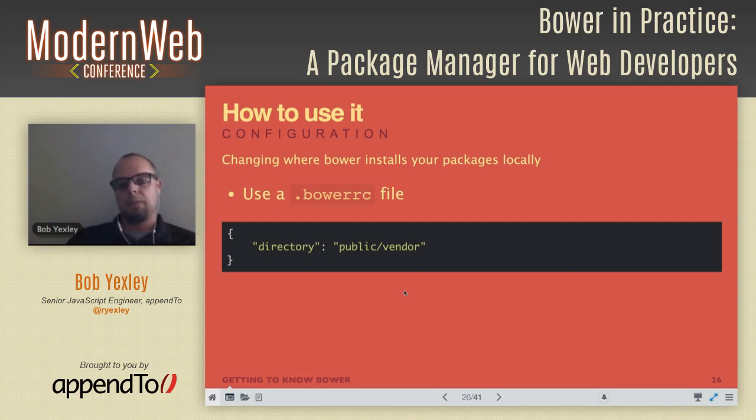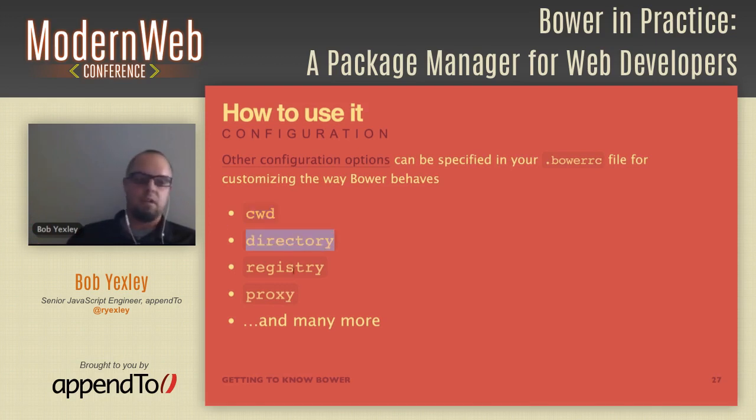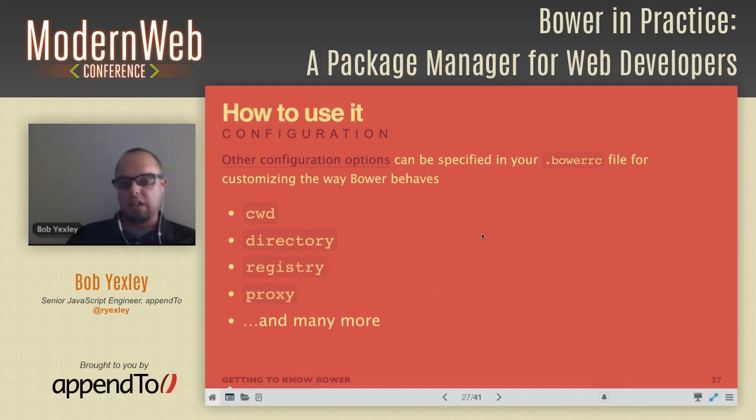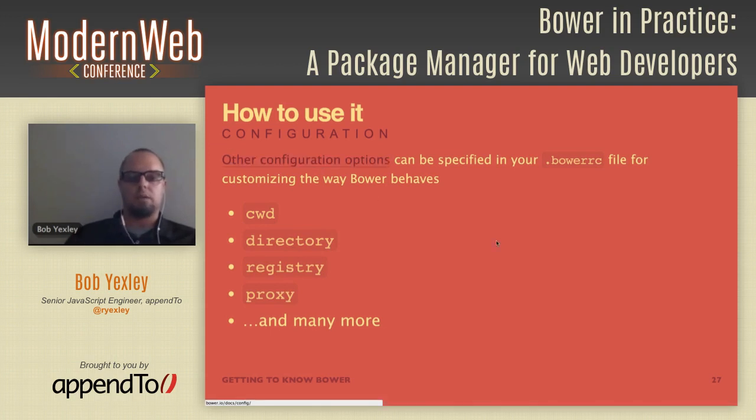It's really nice. The other nice thing, though, is that the .bowerrc file is a configuration file where you can specify options for customizing the way Bower behaves, and there's a number of them. You can specify the current working directory, the registry, a proxy, many, many more. This link here will take you to the Bower documentation page for what all those options are that you can use. But the important thing to take away here is that .bowerrc is a file for customizing the way Bower behaves. So if you don't like its default behavior, you can change it, which is really nice.